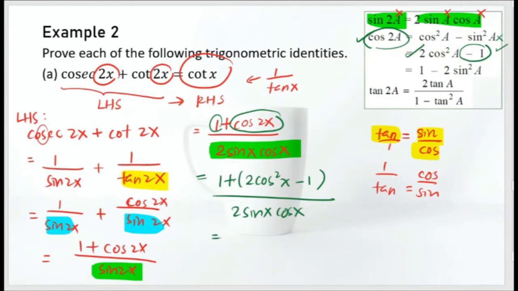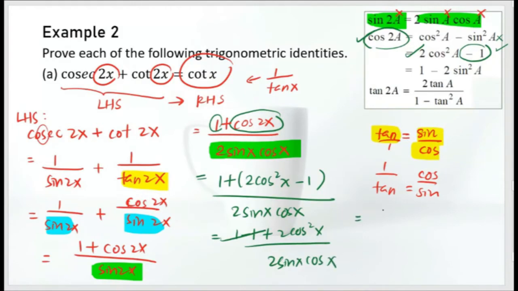Okay, 1 plus 2 cos square x minus 1. 1 minus 1 will become 0. So 1 minus 1 plus 2 cos square x, and this one will become 0 over 2 sine x cos x.